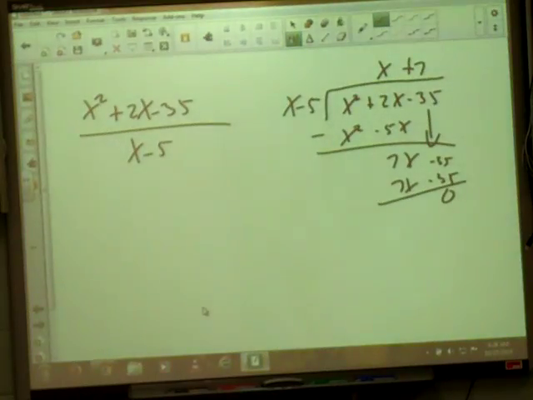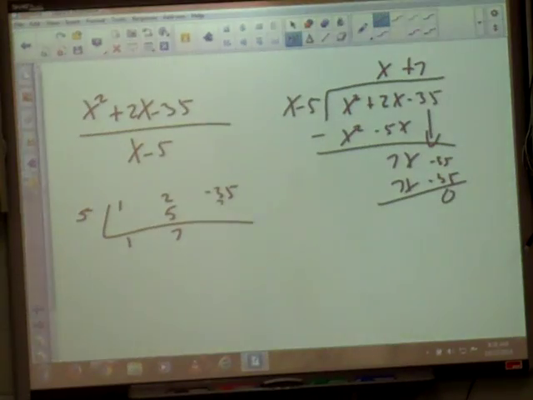Okay, if you did it with synthetic division, you would have had a 1x squared, a 2x, a negative 35, and then a positive 5 outside the box. Drop your 1. 1 times 5 is 5. Add and get 7. 7 times 5 is 35. Add and get 0. Started off with an x squared, so mine is 1 power less than that: 1x plus 7. Got the same answer either way. That was pretty easy.